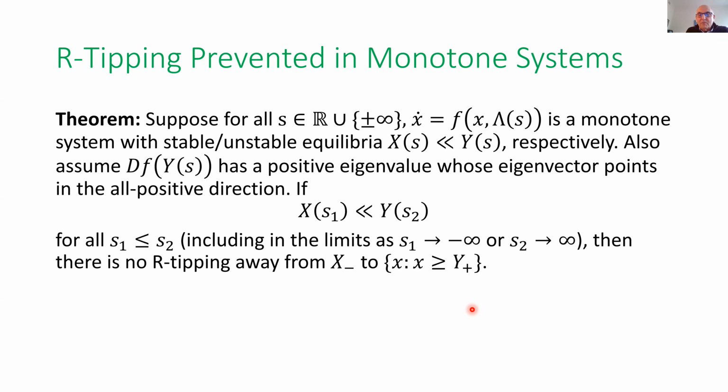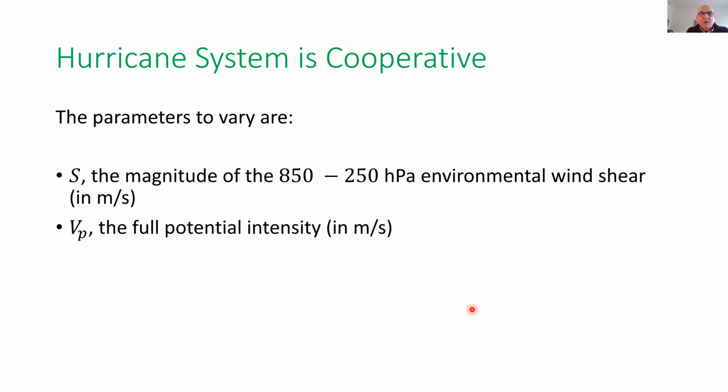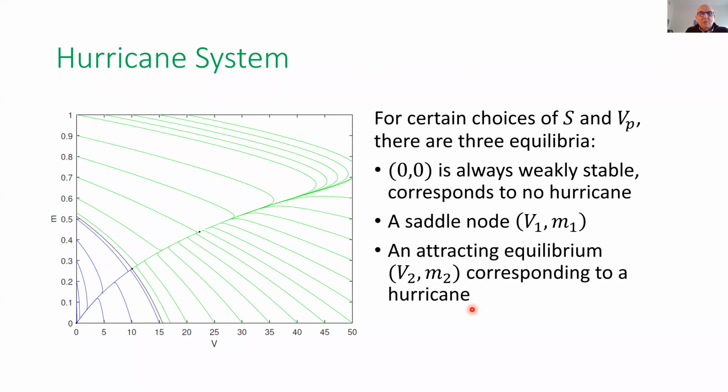So you can get something where R-tipping is prevented. It turns out the hurricane system is cooperative, so you get a monotone system, which is a very nice fact. And these are the two parameters we want to vary. This is what the picture looks like in the phase space.